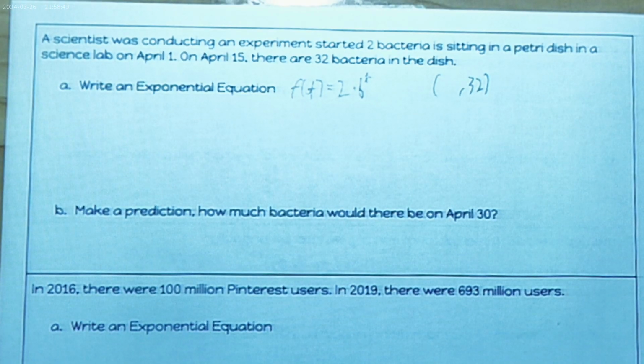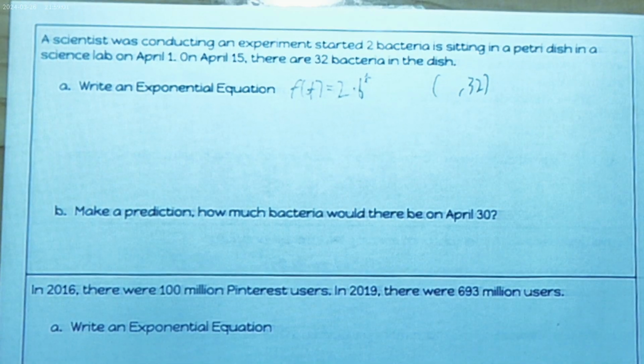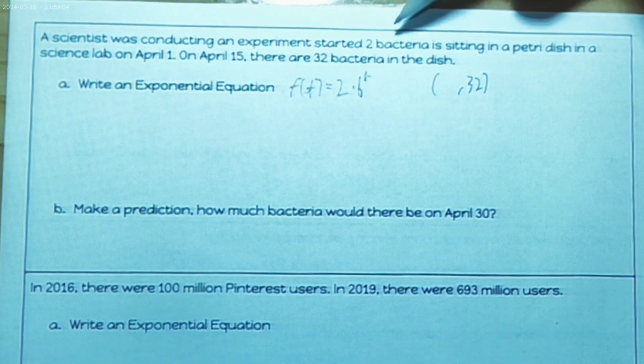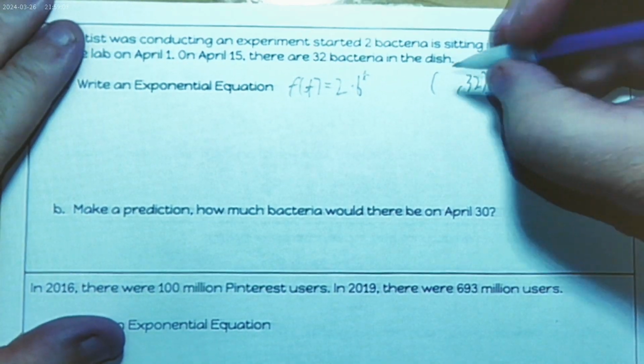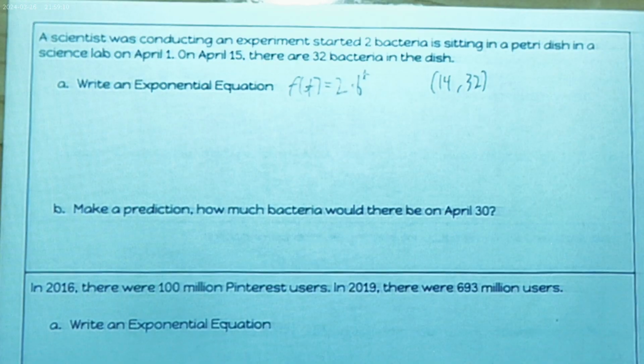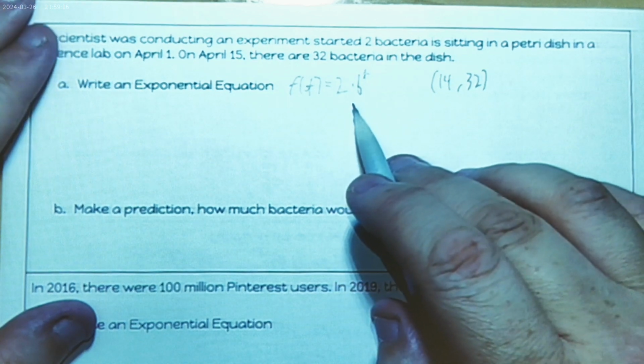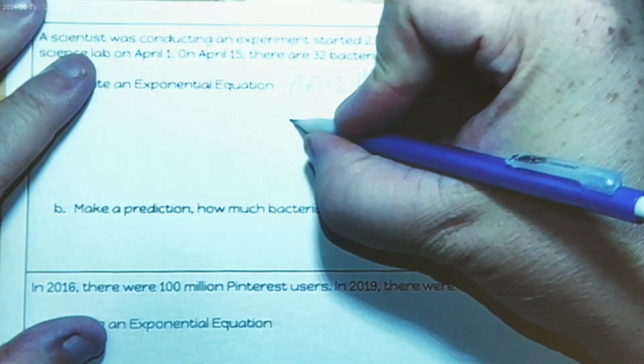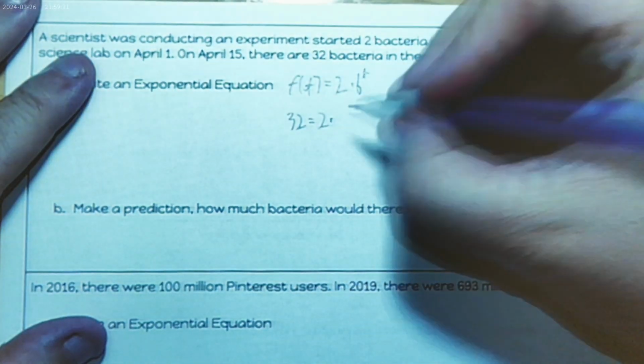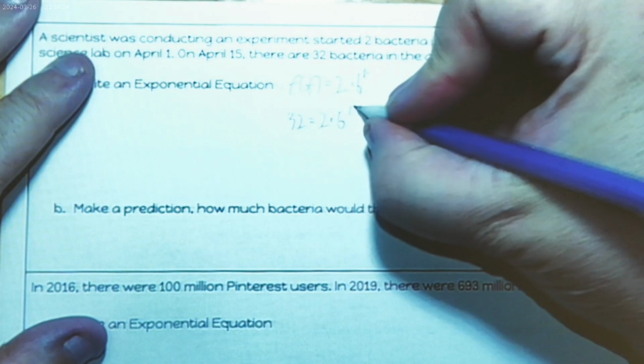So we can treat April 1st as our initial value at time equals 0. To find the difference between April 1st and April 15th, we just subtract 1 from 15, and that gives us a 14-day difference. Since 14 days pass between there being 2 bacteria and there being 32 bacteria, I can write this point in as 14. Now that I've got this 1 point and the initial value, I can solve for B. So 32 equals 2 times B, which is what I'm solving for, raised to the 14th power.